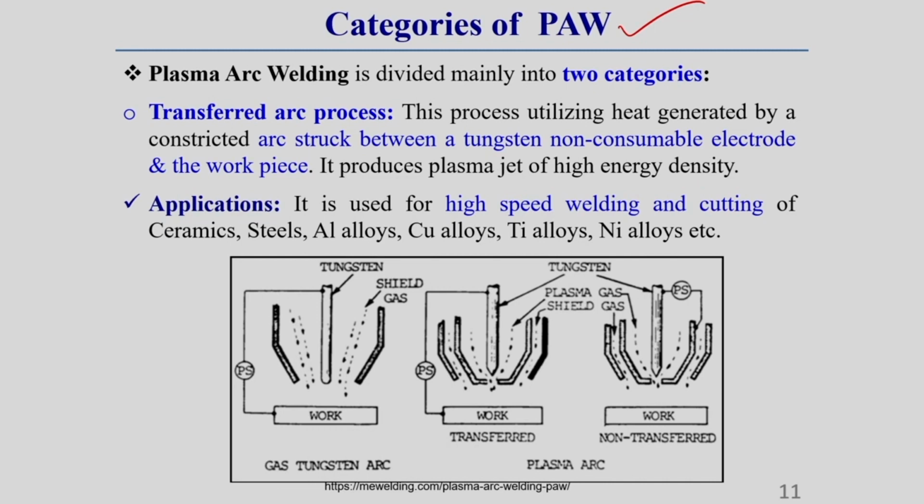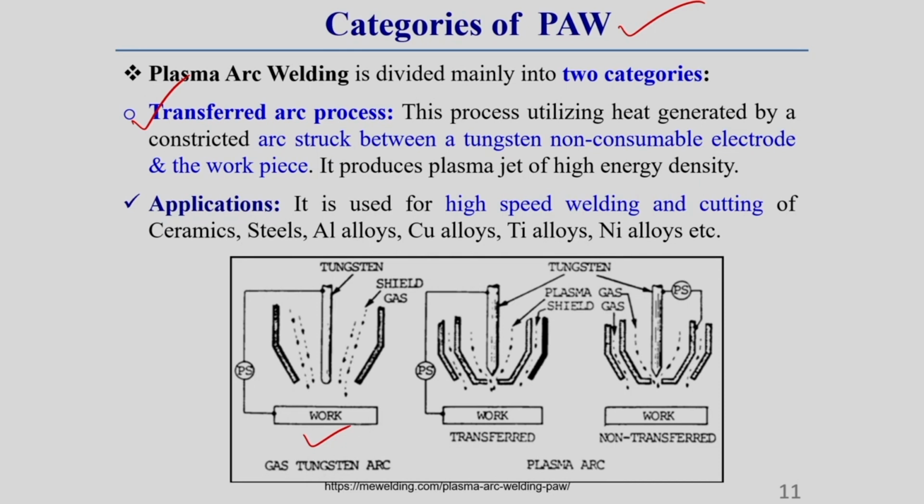Now you see, depending upon the transfer of the arc from the electrode to the workpiece or from the electrode to the copper nozzle, this welding process is further categorized into two categories. One is called transfer arc process, another is called non-transfer arc process. How does the transfer arc process look? Here I am showing. Here you can see this is called gas tungsten arc welding process, which also uses a non-consumable electrode, correct?